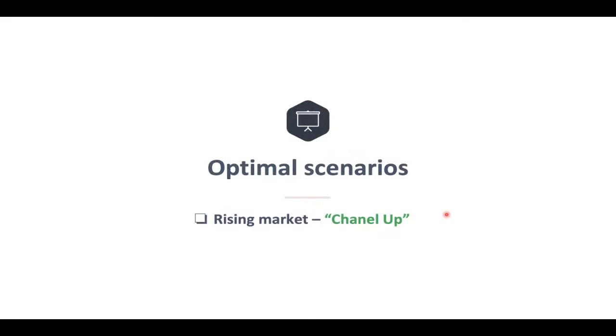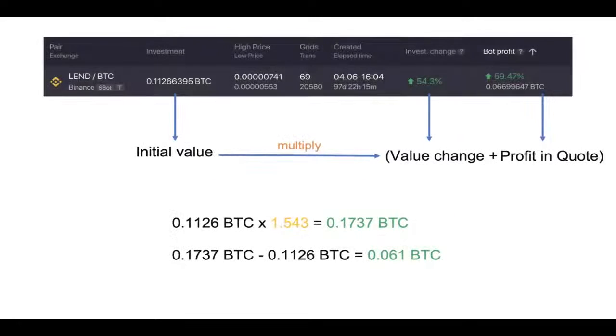All right. But it can be the case that the market is moving upwards, and what you will find is that the investment change value is higher than the bot profit. So when you see that the bot profit is bigger than the investment change, that means that the value of your base currency has diminished. And if the investment change is bigger than the bot profit, then most likely it means that the value of the base currency has appreciated significantly.